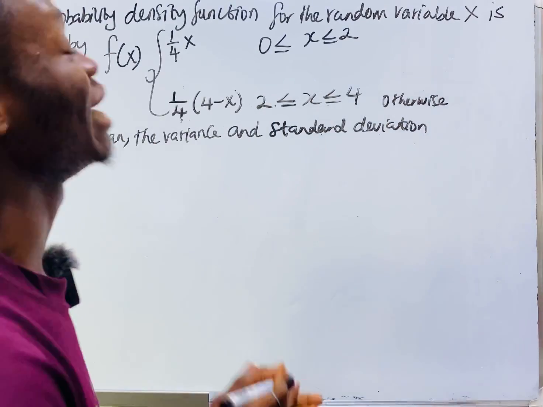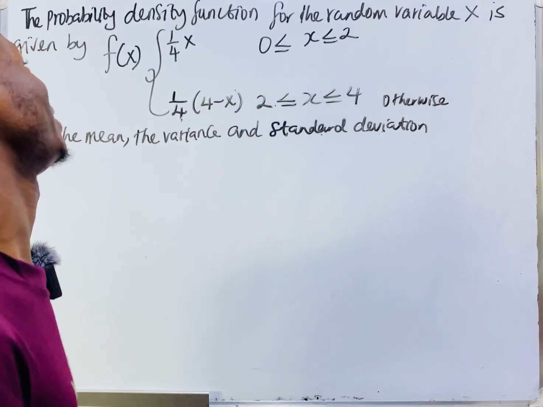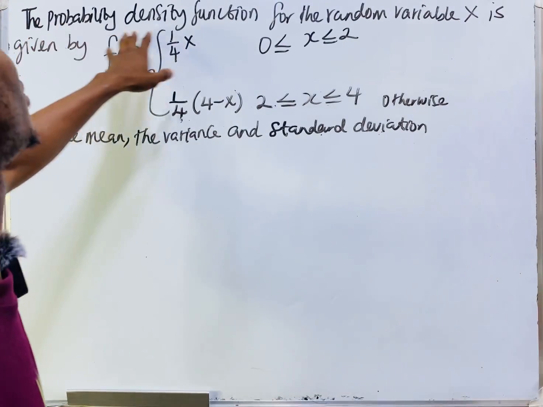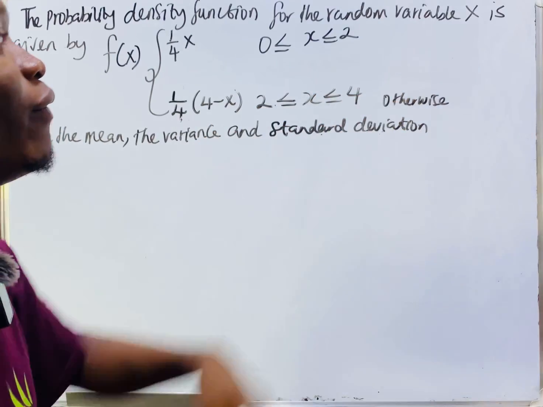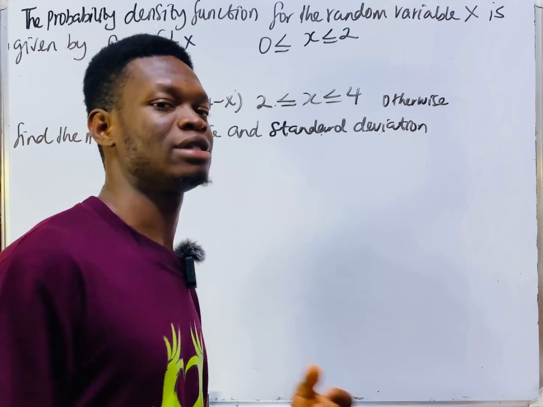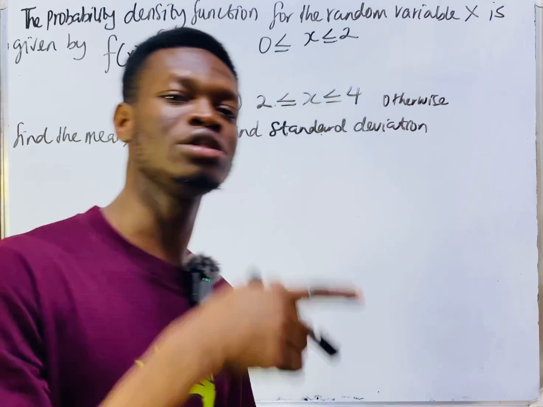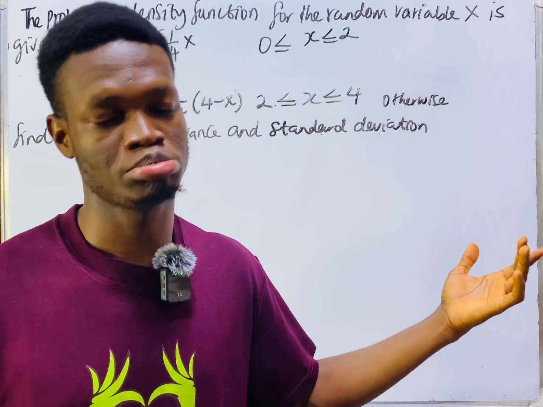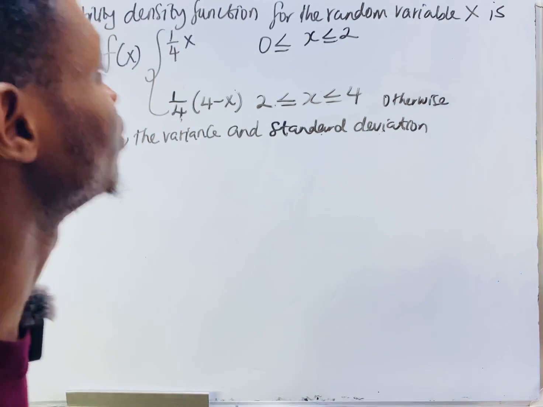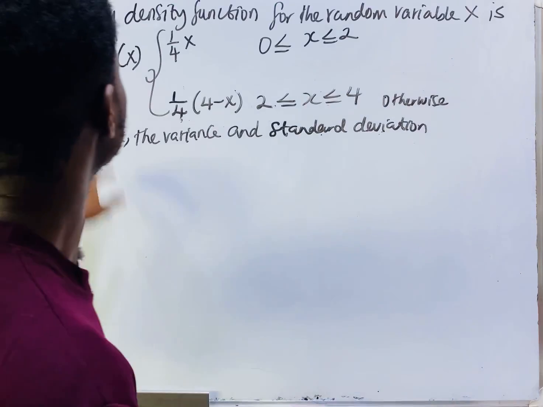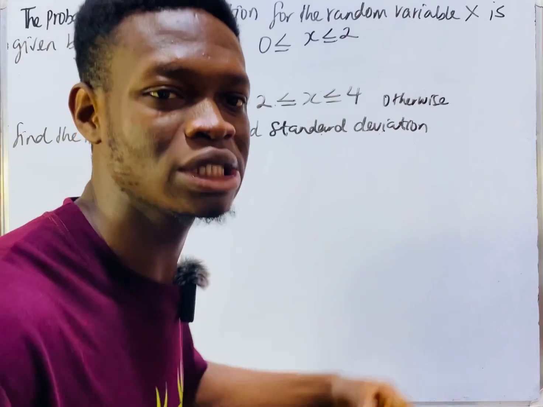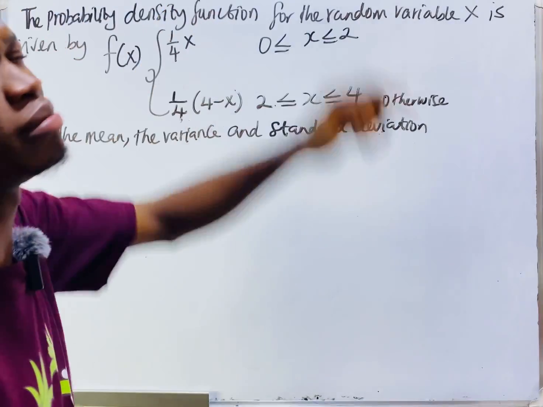All right, so let's solve this wonderful math question. We are still under continuous random variable. The probability density function for the random variable x is given by... I told you that PDF, that's probability density function, is associated with continuous random variable, whereas PMF is associated with a discrete random variable. So it's given by f of x. This is the integrand, the function to be integrated.